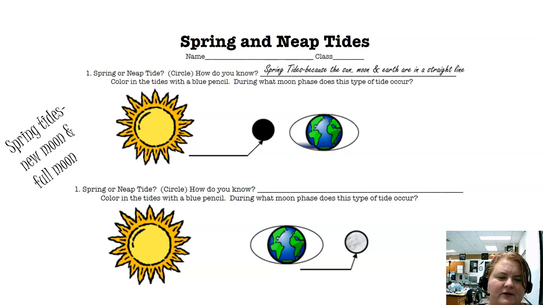Now go ahead and color the water on the left side and color the water on the right side.